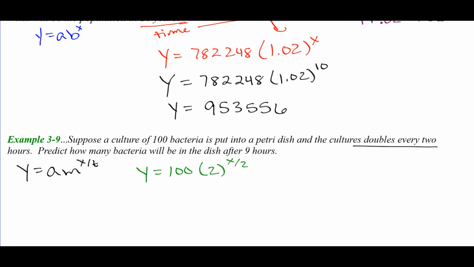Again, then the question says predict how many bacteria will be in there after 9 hours. So they gave me a time value, so that's going to go in for my x. So here we're going to get y equals 100 times 2 to the 9 over 2, which gives us about 2,263.